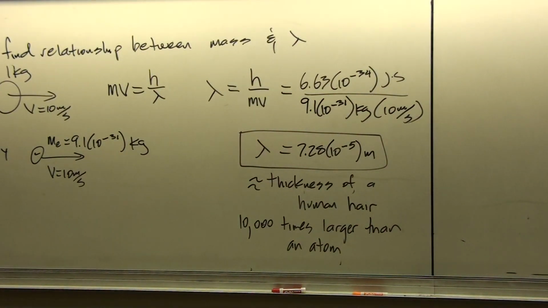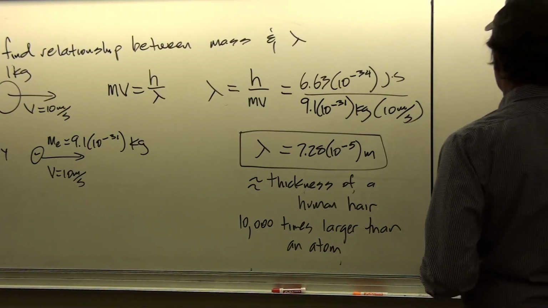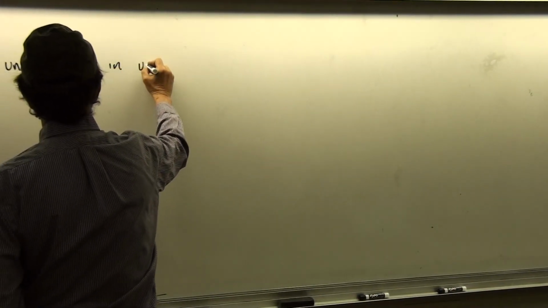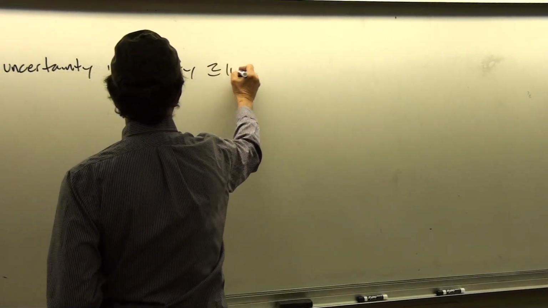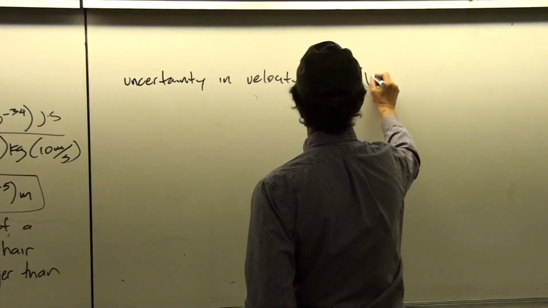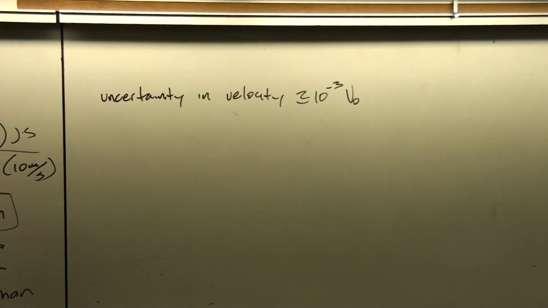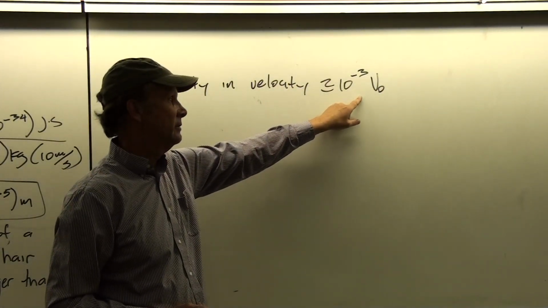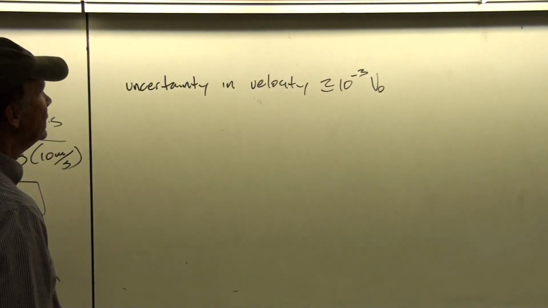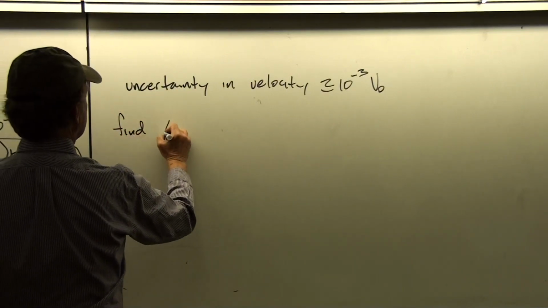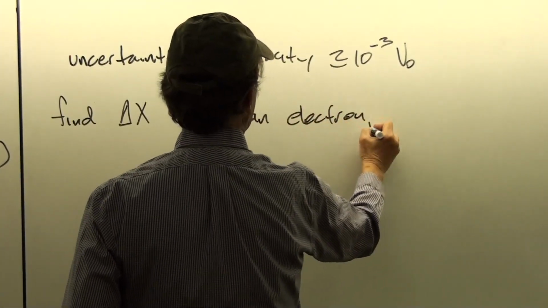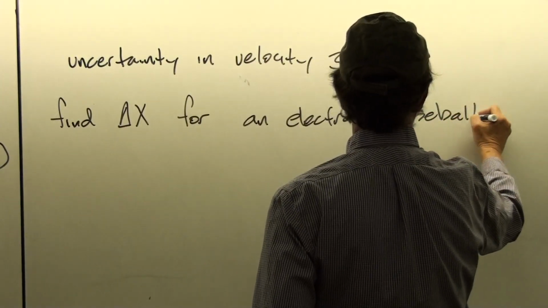Okay, so let's use the idea of the uncertainty principle. Let's say that we have an uncertainty in the velocity in our measurements. It's on the order of 10 to the minus 3 times the velocity. So we can measure the velocity, but only accurate to 1 part in 1,000, which is 1/10 of 1%. Let's say that's our uncertainty in the velocity. Let's find delta x for an electron and for a baseball traveling at 10 meters per second.